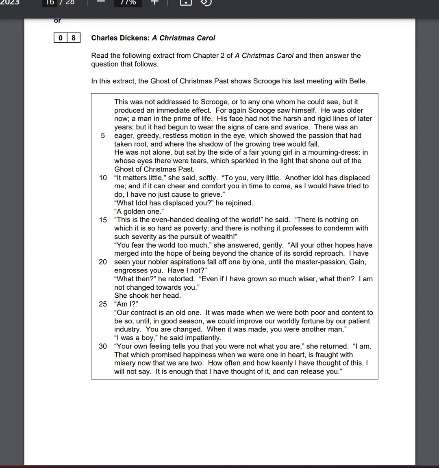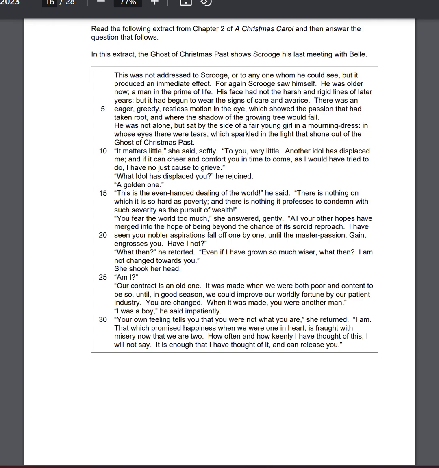Now, it's interesting that it says chapter 2 because we know they're actually staves. A stave and a chapter, in this instance, are the same thing. We know they're called staves, but in this it's called chapter, absolutely fine. So I'd highlight that because then you know where this extract comes from. Again, we're going to look at the novel as a whole, so it's important to know where it comes from. In this extract, that goes to Christmas Past, it shows Scrooge's last meeting with Belle.